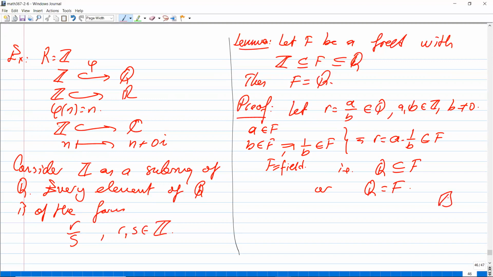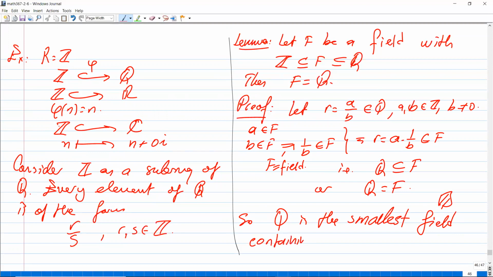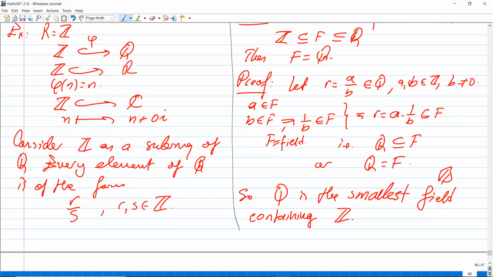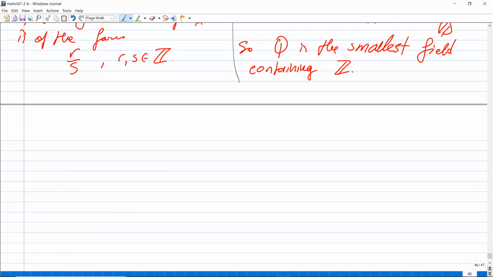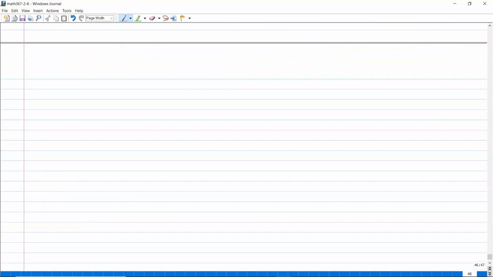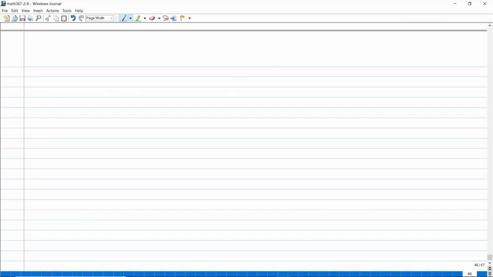So that means, in some sense, Q is the smallest field containing Z. We can do this for any integral domain. Remember, an integral domain is a commutative ring with 1 which has no zero divisors, but I will just express that part.